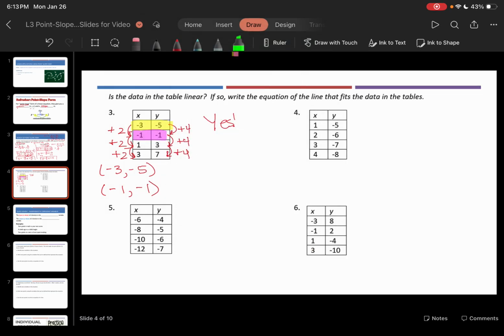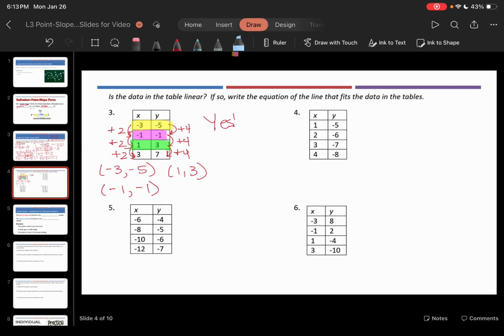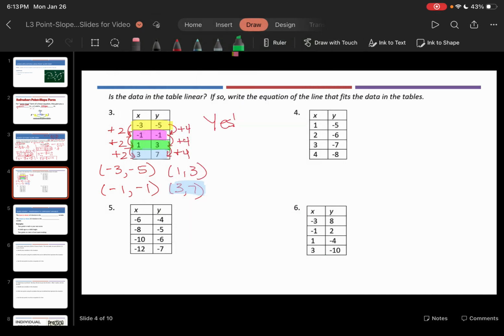But like this is the point 1, comma 3. And you don't have to list these all out. I'm just making sure we're all on the same page. Last but not least, you have the point 3, comma 7. So you really have 4 points here. And in order to write an equation, you just need 2 points. So pick 2 points. I'm just going to pick this blue one, and I'll pick the one above it, the green one. It doesn't really matter, whichever ones you want to use.